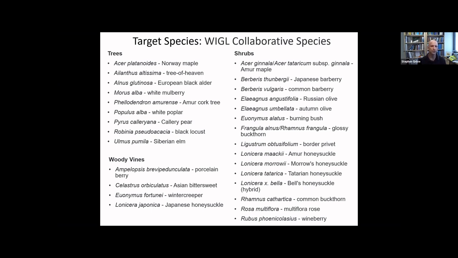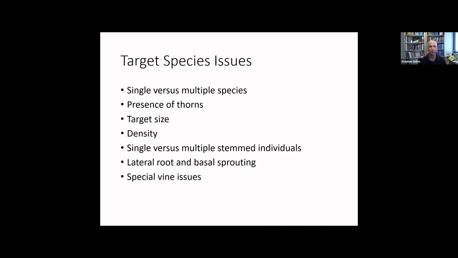There's no question. This is a who's who of troublemakers, each coming with a lot of different biological characteristics. I can't cover all of those. There will be opportunities to get some species-specific questions answered at the end. But we've got to keep moving forward here. So some things to think about, and we'll go through each of these, from whether you're going after single or multiple species, whether they have thorns, target sizes, densities, single or multi-stemmed individuals, and of course lateral root and basal sprouting, and then some special vine issues.